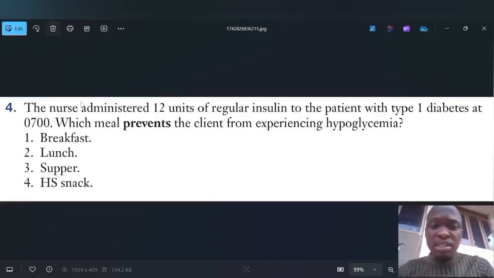All right, remember right here we have regular insulin. So how long does regular insulin take? It takes 2 to 4 hours. So the best option was number 1, breakfast. Yes, because breakfast is often from 7 to 10. So within a 2-hour window, you recommend the patient take breakfast because of the hypoglycemic effects that will set in.